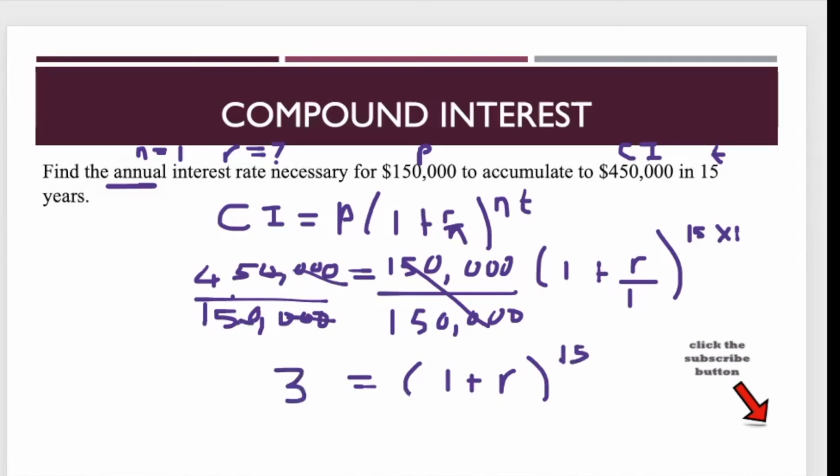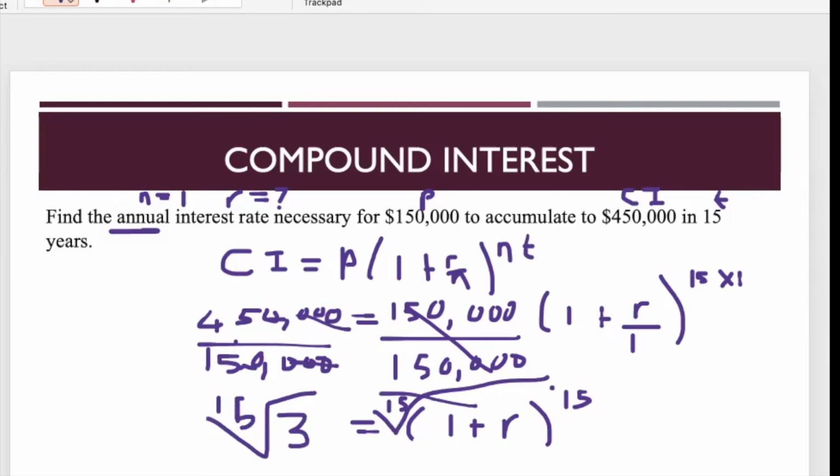To get rid of 15, which is a power, I will have to find the root, and not just the root, the 15th root. So this will cancel this. In this case, I will have to calculate the 15th root. It means that I will have to round off. Now, I'm hoping you all know how to find the 15th root.